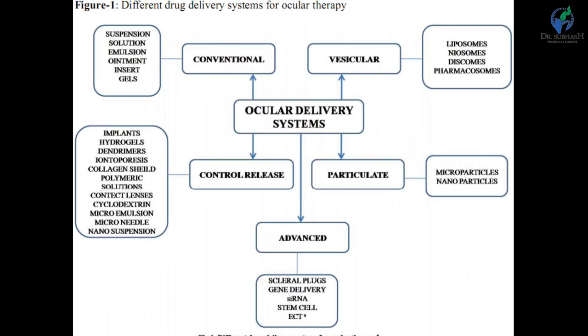Here we have to see the different types of classification of ocular drug delivery systems. First is the conventional, the most widely used day to day. In that you have heard the name eye drops, in the form of solution, suspension, emulsion, other than that eye ointments and gels. These are the examples or types of conventional ocular drug delivery systems.